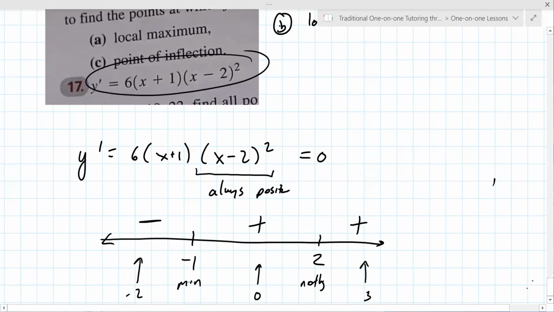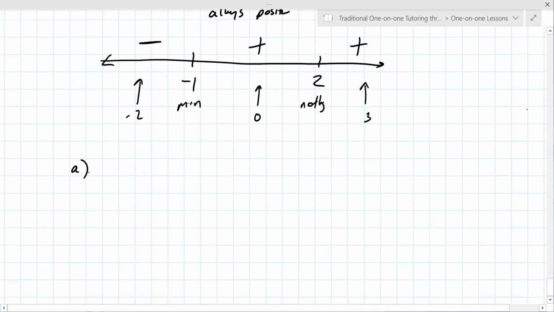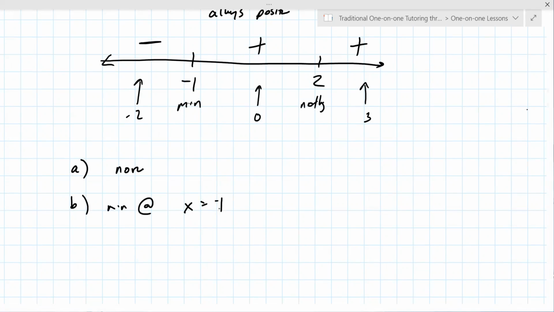So all you can say right now is there's a min at x equals -1. There is no max. So part A, if we're doing this, there's none. Part B is there's a min at x equals -1. Is that okay? Yeah. Okay.